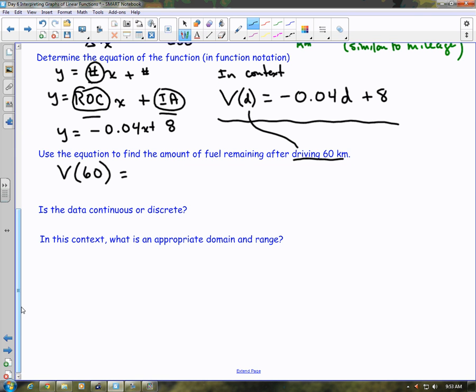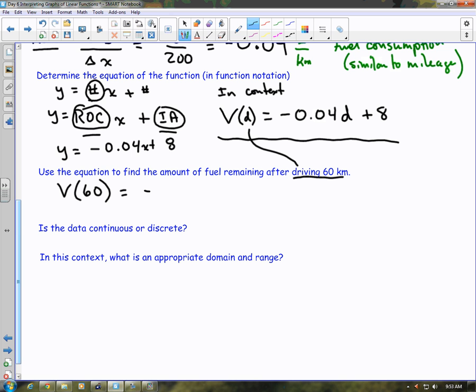And so now that we've got this equation, we know it's going to be negative 0.04 times D, which we plug in as 60, plus 8. So you can use your calculator. 60 times 0.04 plus 8 works out to be 5.6 liters. Okay, so there are 5.6 liters of gas remaining after we've driven 60 kilometers.